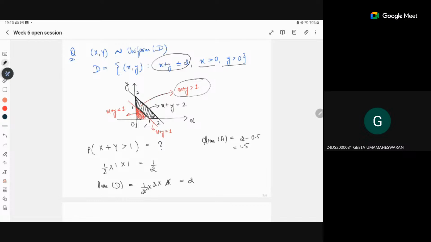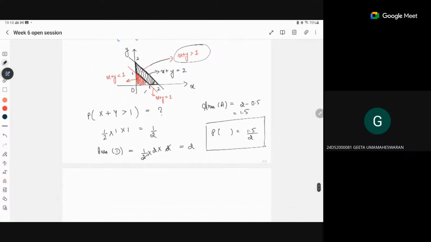So now what will be the probability? Probability would be 1.5 by 2. Hope this is clear. So this is how you can do it. You can get many different curves, and you will have to find the probability. So just calculate the area and divide.